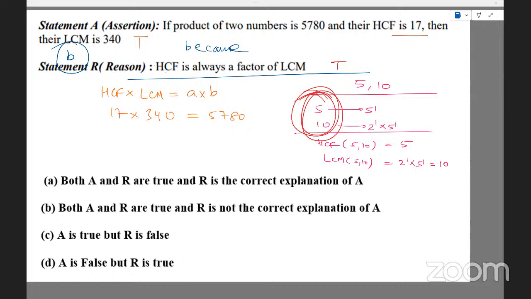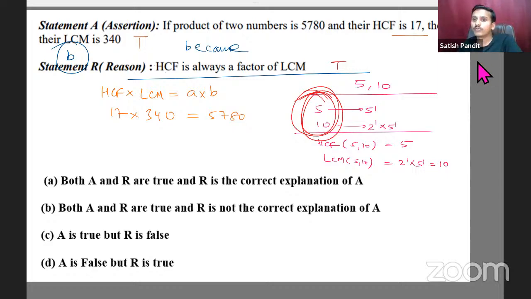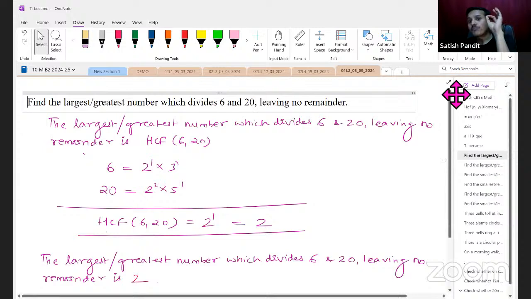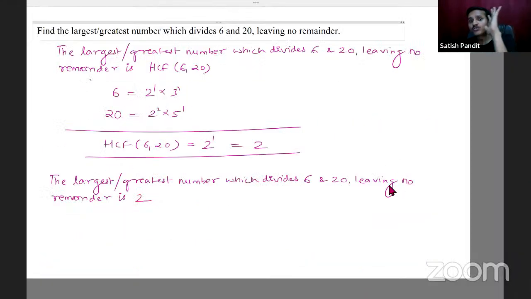Okay. So let's discuss another set of questions, which is also asked in the board exam. See, first look at the question. Don't look at the solutions right now. Just look at the question.